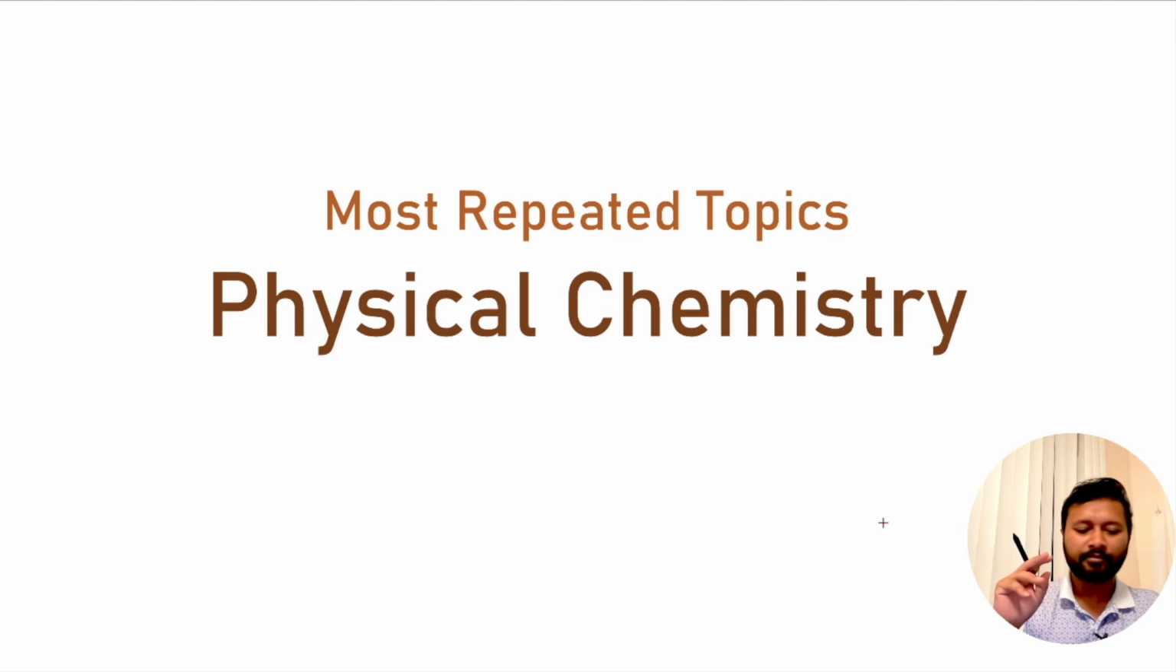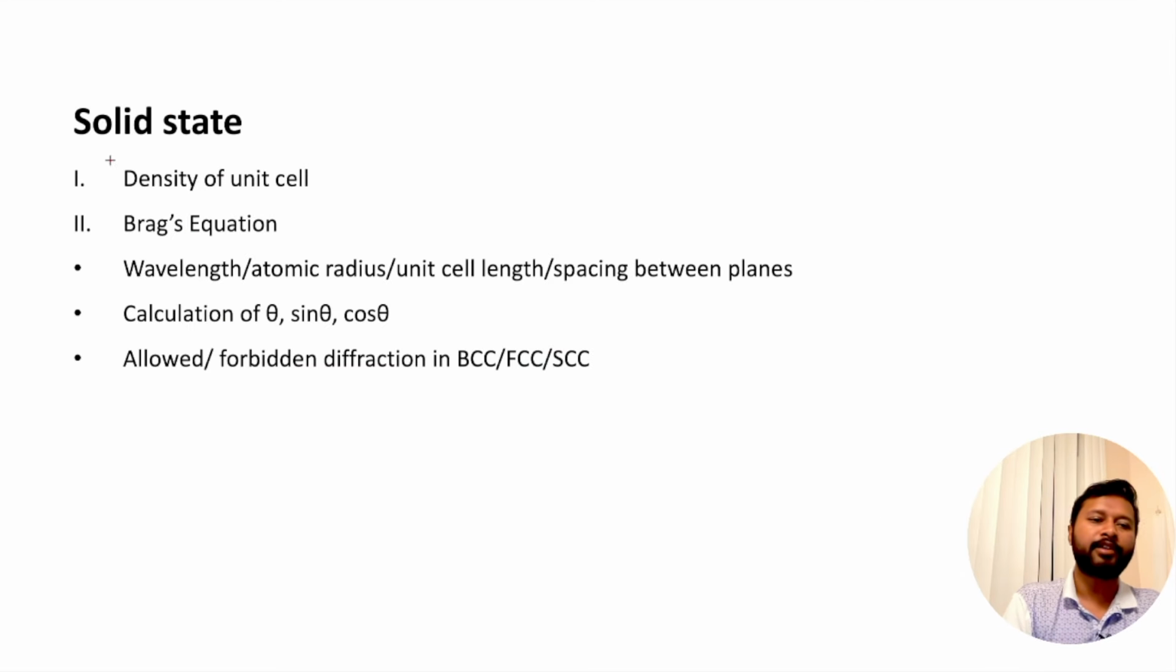Now let's go ahead and talk about the topics. So I'll start from solid state chemistry. This is the shortest, smallest, cutest chapter of physical chemistry. When you start from solid state, there are some basics which you should know. You should know how to find out the number of atoms per unit cell in the case of BCC, FCC. I have not included that, but yes, you should know them. These are very basic things.